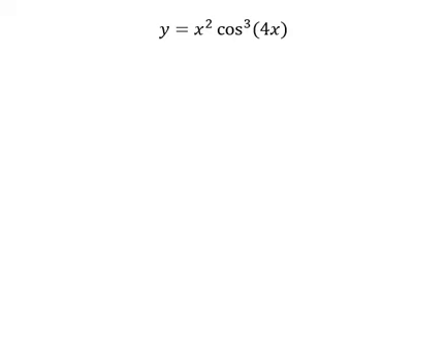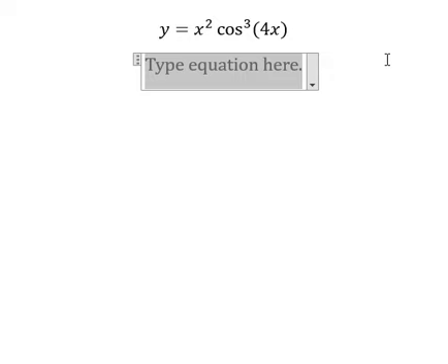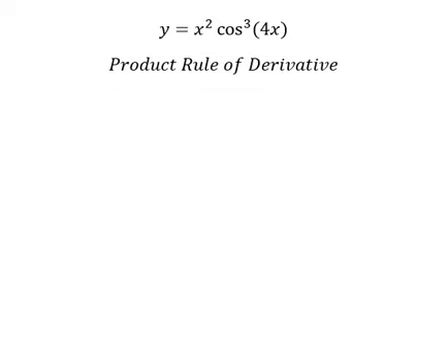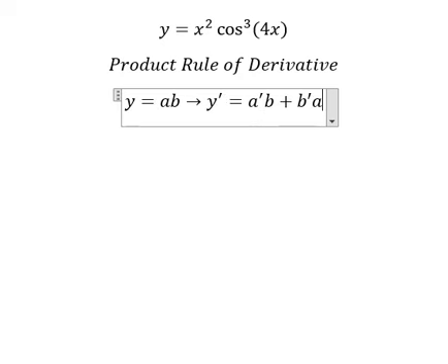So today I will show you how to find the derivative of this one. The first thing, we can apply the product rule of the derivative. That means we have y equals ab. So if we do the first derivative, we have like this.